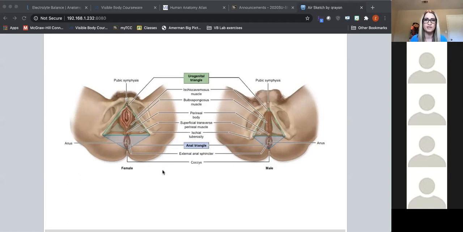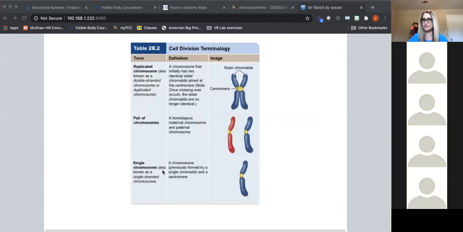Nothing should be really too difficult about labeling of this image. So that's that. So before we start talking about the specifics of the reproductive system in males and females, what we have to talk about first is heredity.